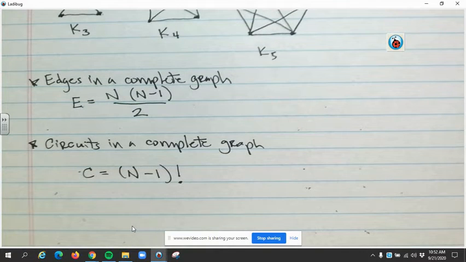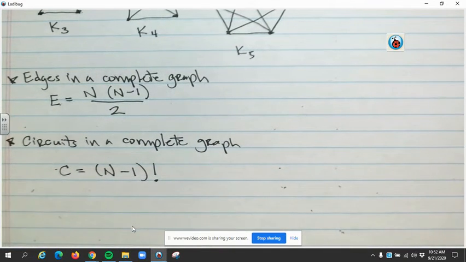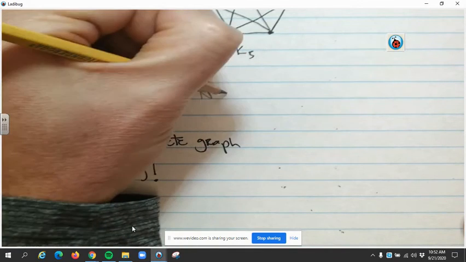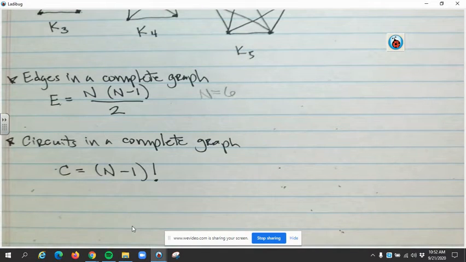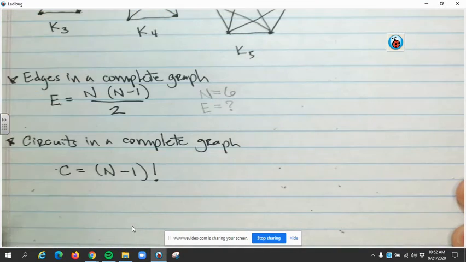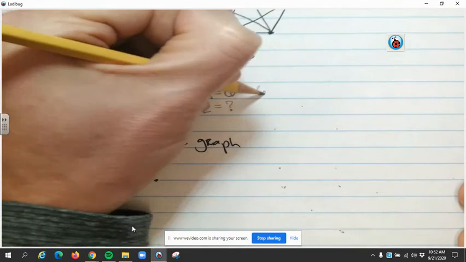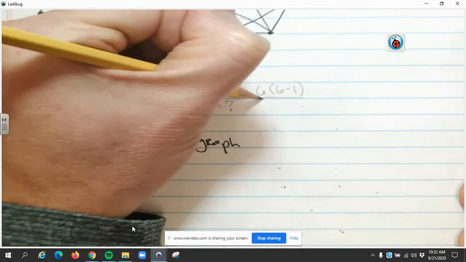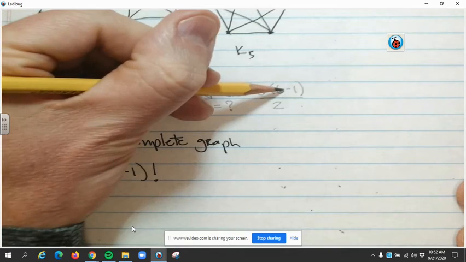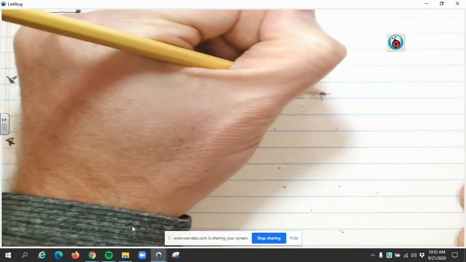So let's say, for example, you were given a graph that has a certain number of edges and or vertices, and you're trying to figure out how many edges that graph would have. So let's say your graph has 6 vertices. How many edges would it have? We're going to plug in 6 for n. So I take my numbers, I plug in 6 for n. 6 times 6 minus 1, all divided by 2. 6 times 5 is 30. 30 divided by 2 gives me 15.